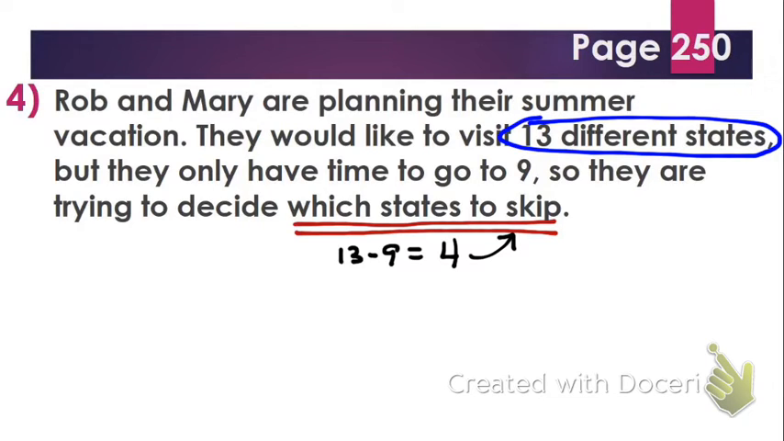If they're not going to go to it, does the order that they decide that in matter? No. So I want 13 and then combination or permutation? Combination. How many from this list of 13 are they going to decide to skip? 4. How many different ways could they reach this conclusion? 715.